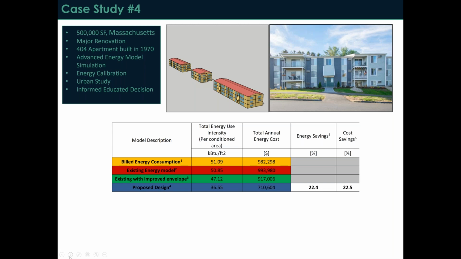Just with 90% HVAC and then 10% envelope, we were able to show how owners can save 22.4% energy and 22.5% energy cost saving. So we were able to help the owner of the whole community, the urban, the whole community of 29 buildings, they can save 22%, and that was a big number. And then it goes for proposed design.